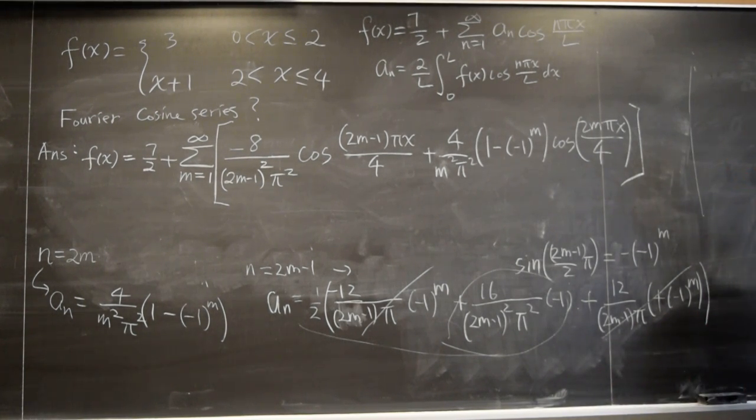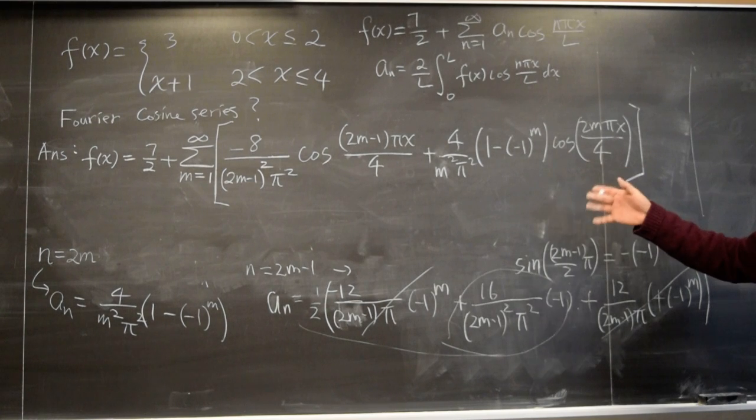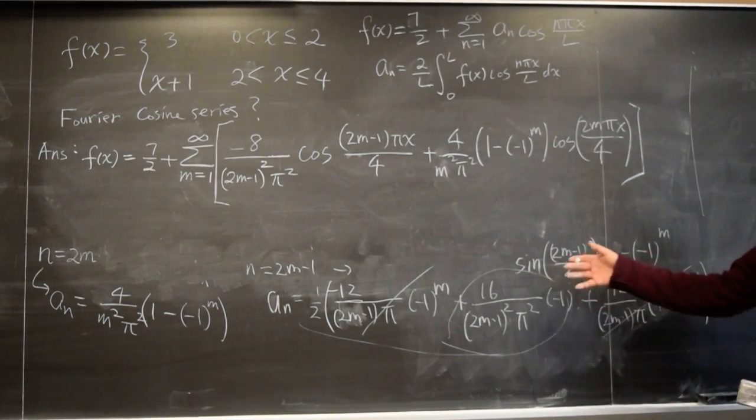Now, of course, this is too much for an exam. So for the exam, I might just ask you what's A0, A1, A2, A3, or A4, about 5 terms. Those you can just use explicit numbers, so it'll be a lot easier.